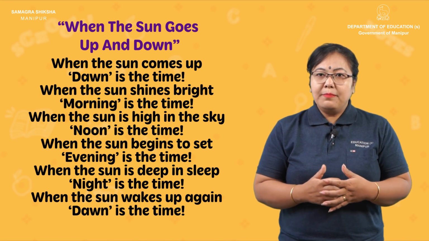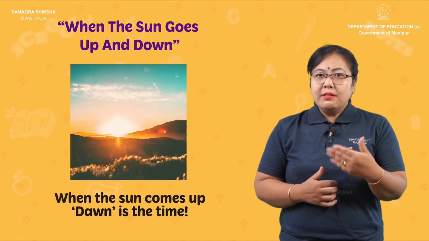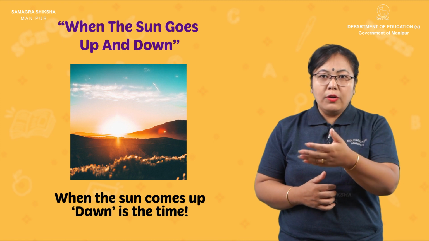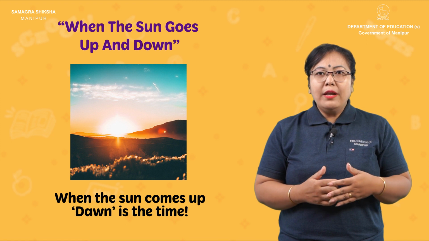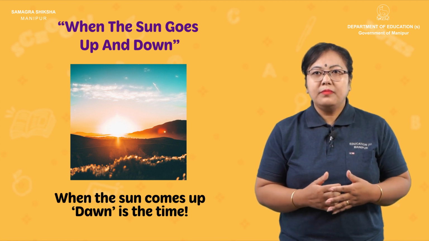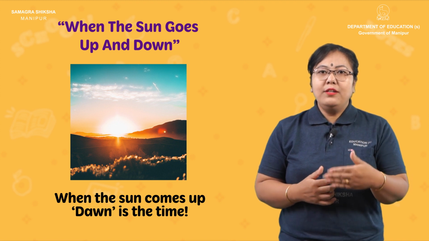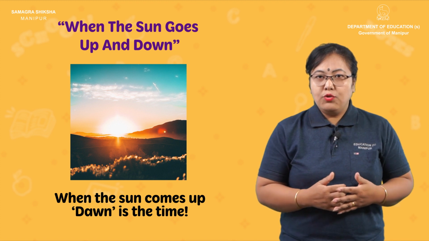Children, now let me explain the lines for you. When the sun comes up, dawn is the time. It means when we see the rays of light at the horizon. Horizon means the line at which the earth's surface and the sky appear to meet.